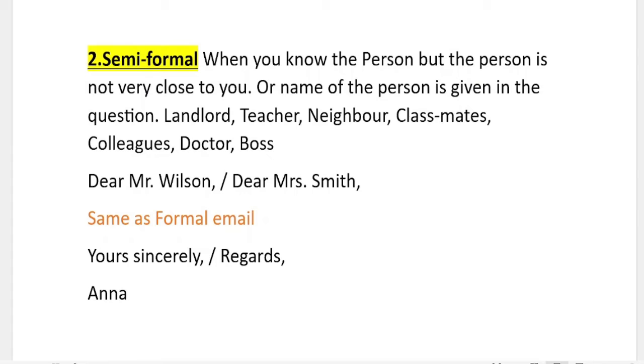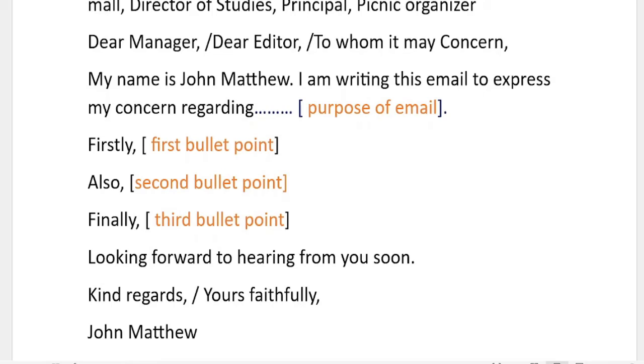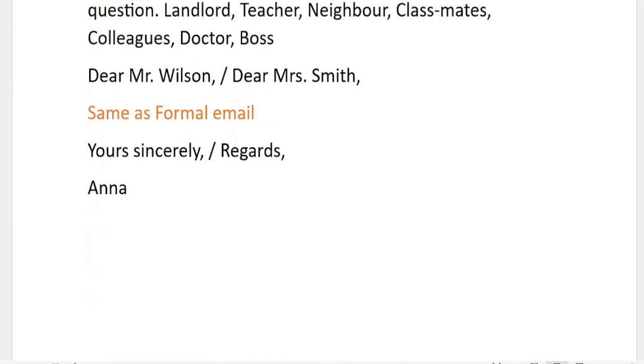Here, when I say same as formal email, it means you should start with the same five paragraphs: purpose of the email, first bullet point, second bullet point, third bullet point, and closing. And make sure you give proper connectors like firstly, also, and finally. These connectors are the most important thing. So this is your semi-formal email.